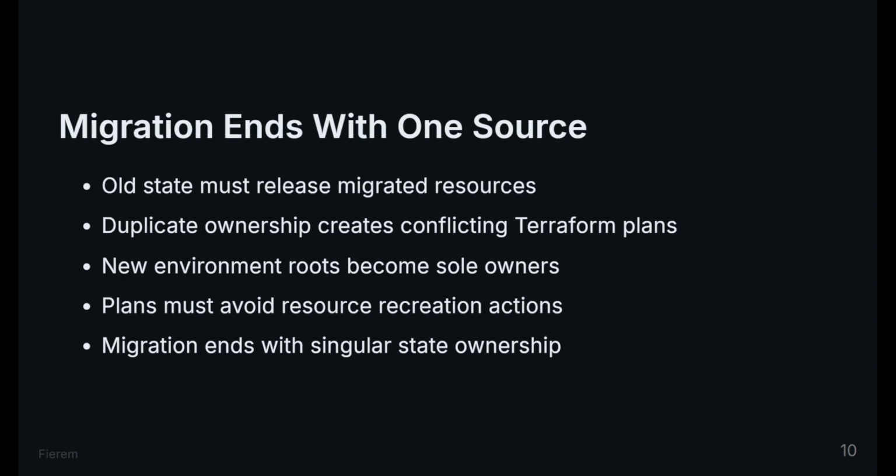The old workspace state must stop managing migrated objects. Duplicate state ownership creates conflicting Terraform plans. The new environment root becomes the only owner. Plans must show no recreate action for migrated resources. The migration is complete when ownership is singular.